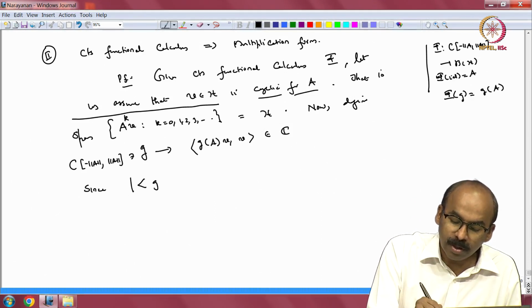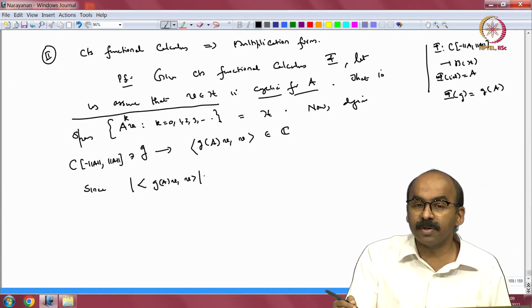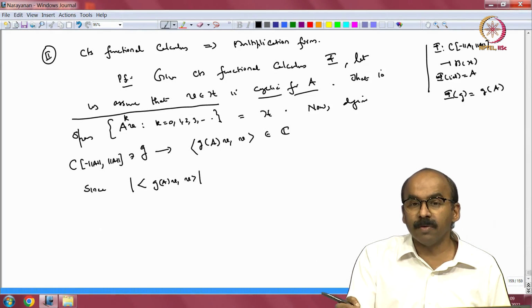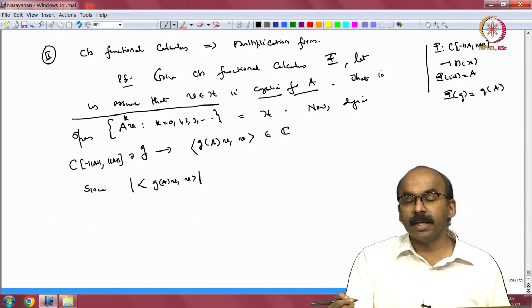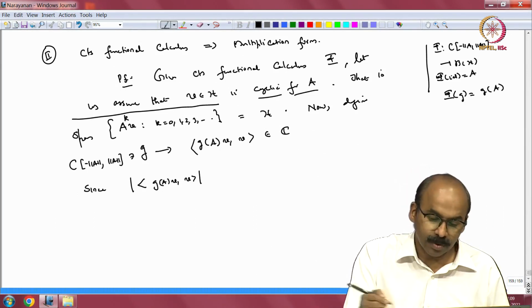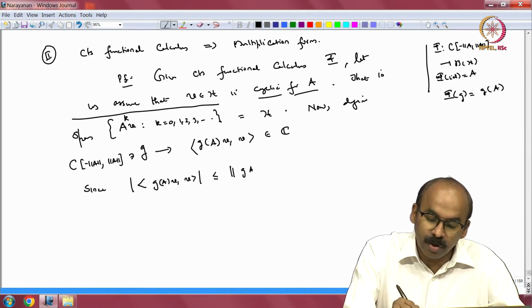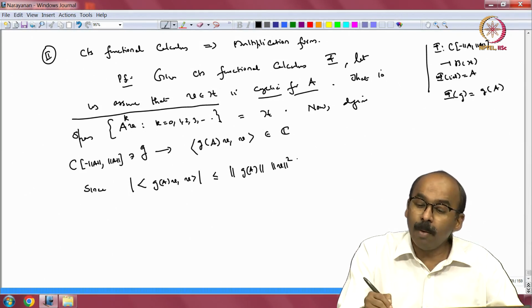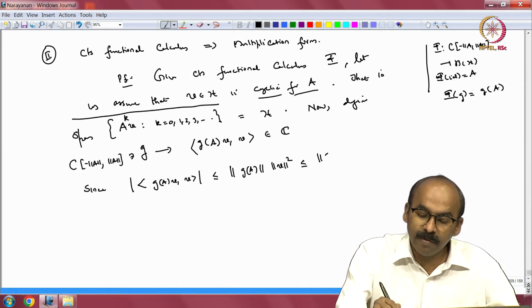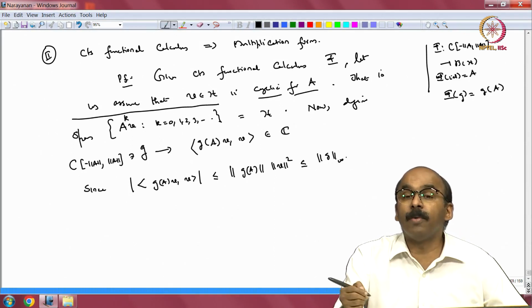The modulus of g of A v, v, right. So, I want to say this is a continuous linear functional on the space of continuous functions on minus norm A to norm A, right. So, this is less than or equal to norm of g of A times norm v squared, but norm of g of A is less than or equal to the L infinity norm, the supremum norm of g.